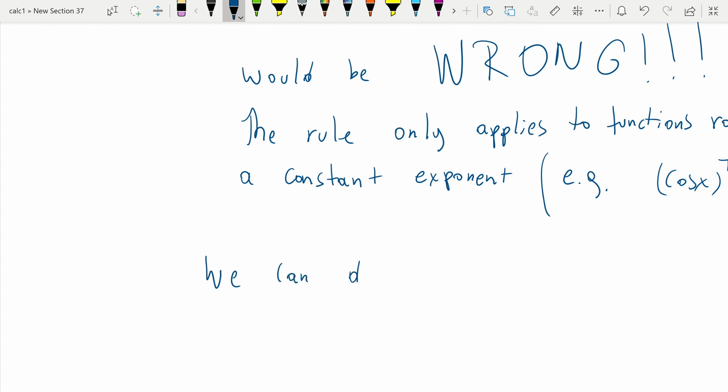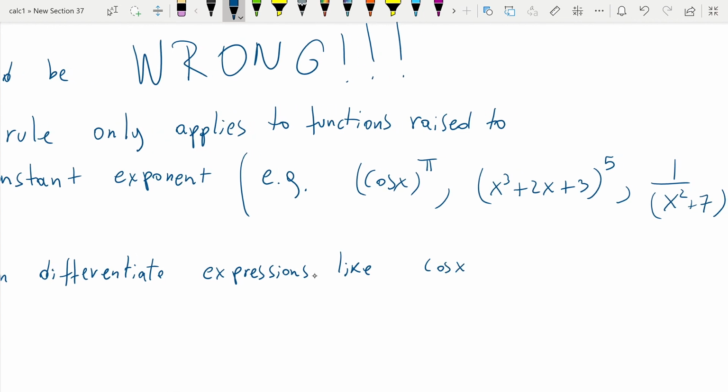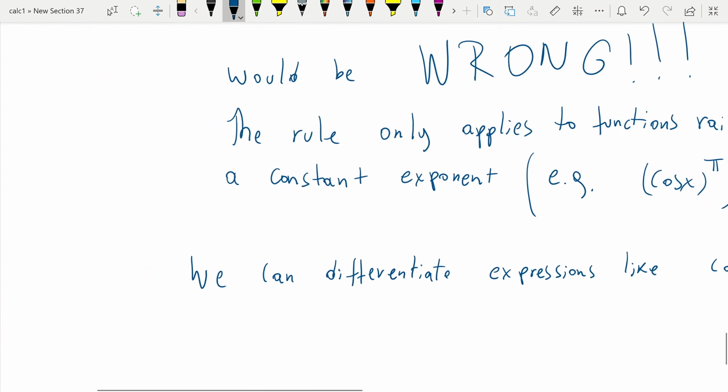We can differentiate, so we can compute the derivatives of expressions like the one above, like cosine of x to the sine of x, by another technique, by using logarithmic differentiation.